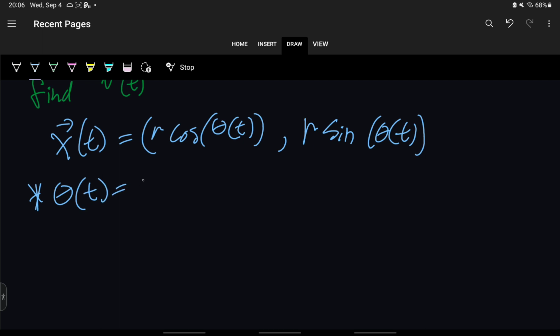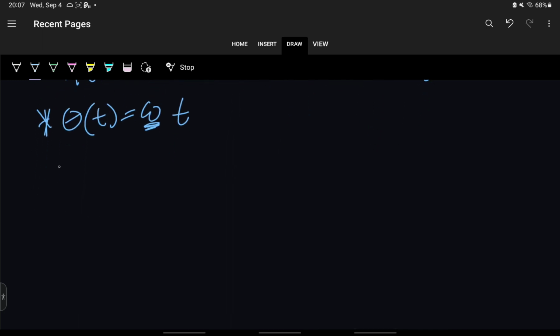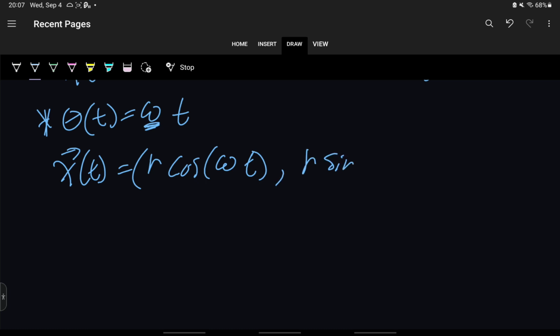Theta of t is equal to omega times t, and we know that omega is going to be our angular velocity. If we multiply that by the time, then we get theta of t. So let's go ahead and substitute theta of t into the position vector. So that'll give us x of t is equal to r times cosine omega times t, and then r times sine omega times t.